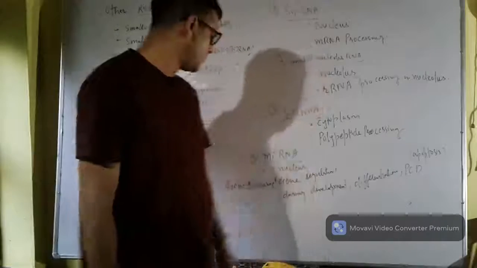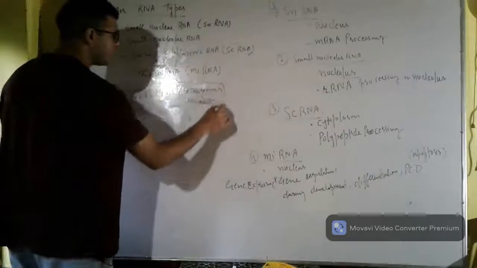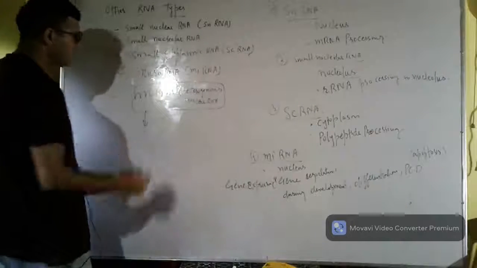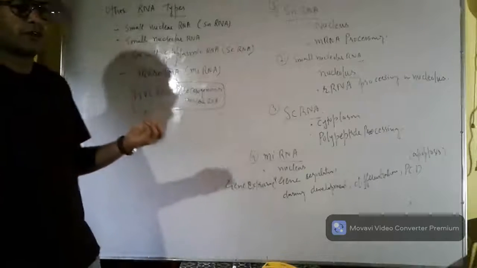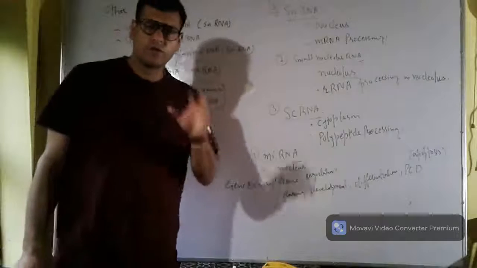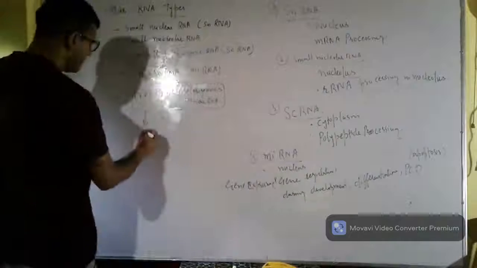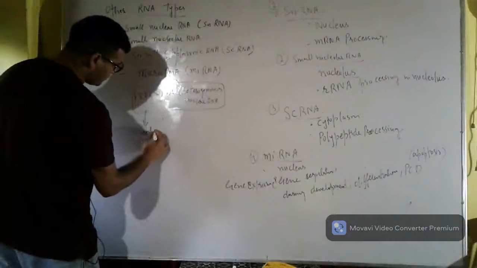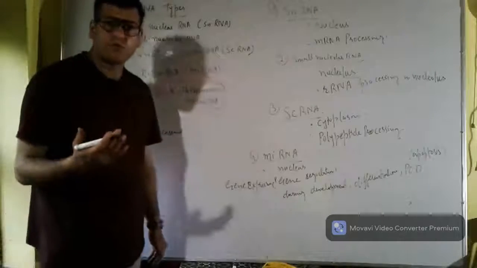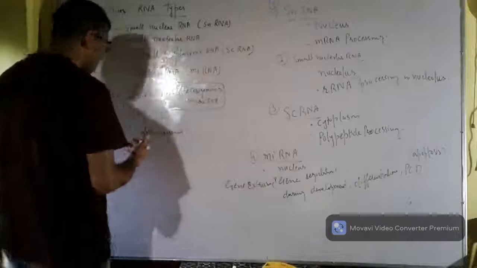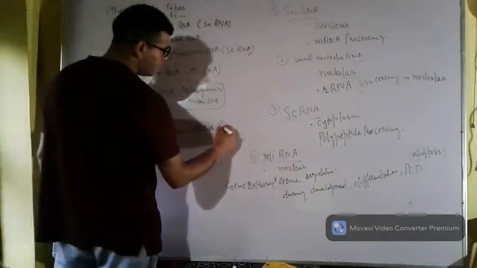Then we have another that is called heterogeneous nuclear RNA. This heterogeneous nuclear RNA is pre-mRNA, unprocessed mRNA. What is heterogeneous nuclear RNA? Heterogeneous nuclear RNA is unprocessed mRNA or pre-mRNA. It is RNA which has not been processed, which has not undergone post-transcriptional modifications. Unprocessed mRNA, or we can say pre-mRNA.